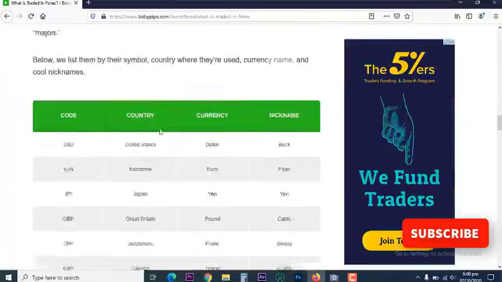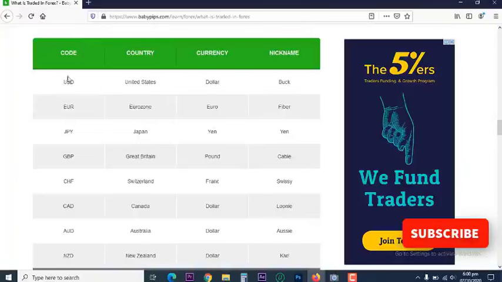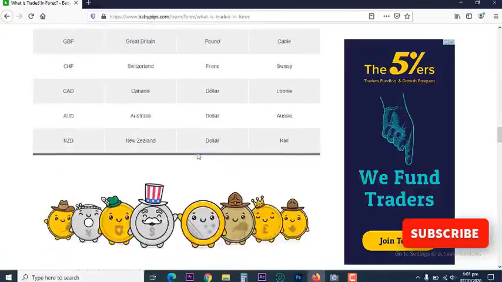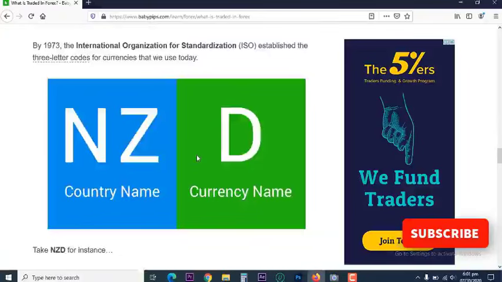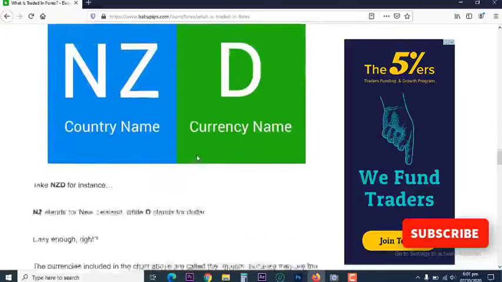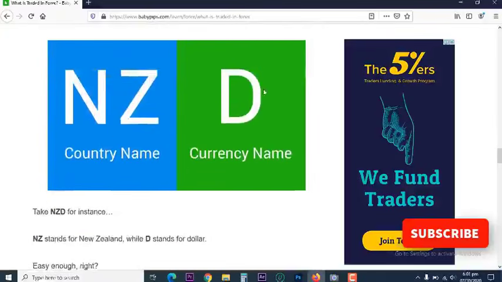And so how is it being represented? So take a look at this code. You have the USD, Euro, JPY, GBP, CHF, which stands for Swiss franc, and then CAD, Canadian dollar, AUD, NZD. So basically, they first of all input the country name and then the country currency, right? So like you see, NZD, NZ, and D. NZ stands for the country's name, New Zealand, and then dollar is the currency they're using. So in New Zealand they use dollar, so NZD stands for New Zealand dollar.